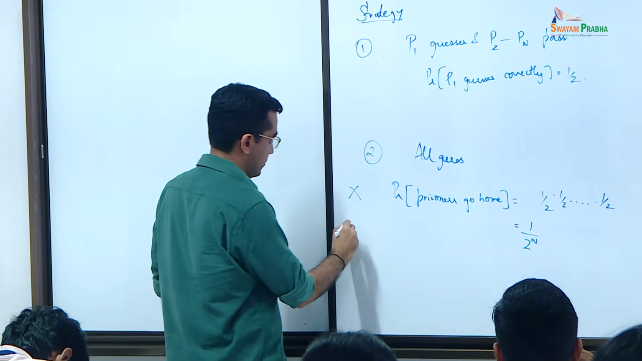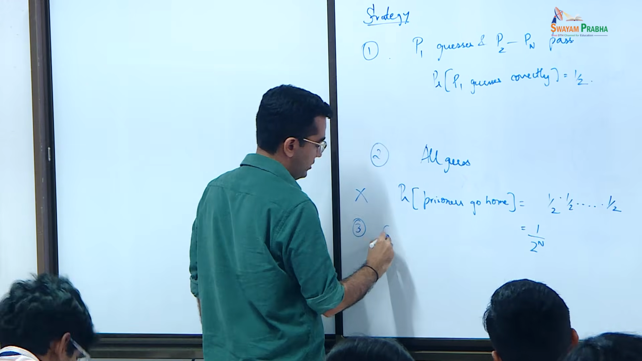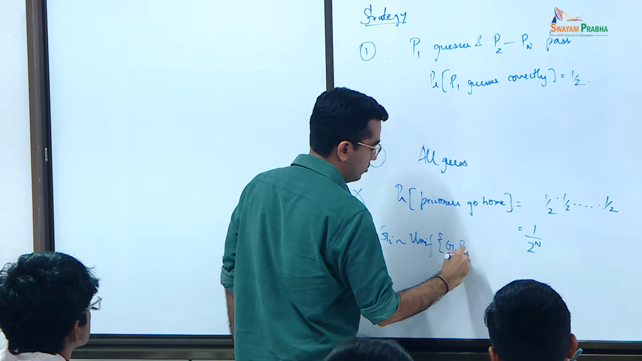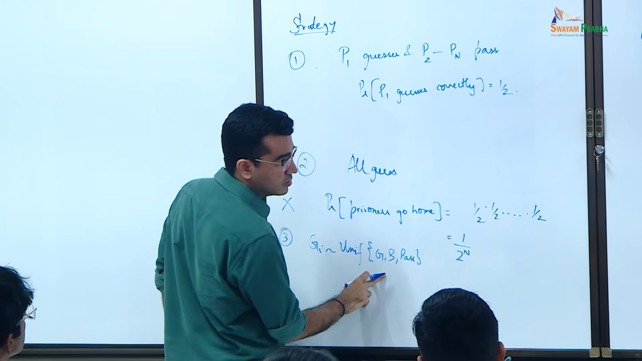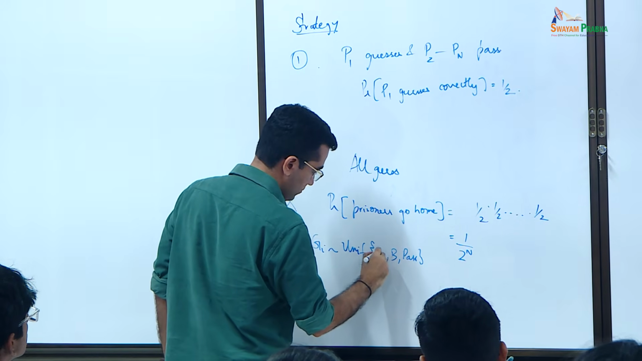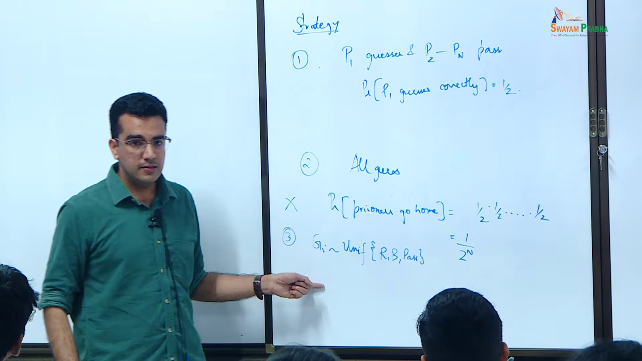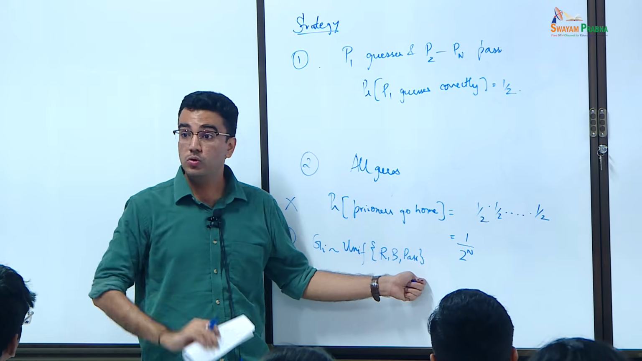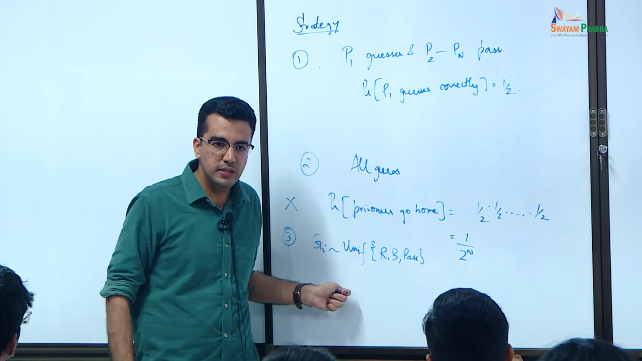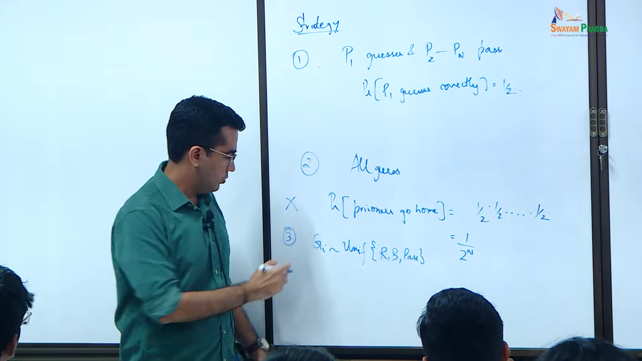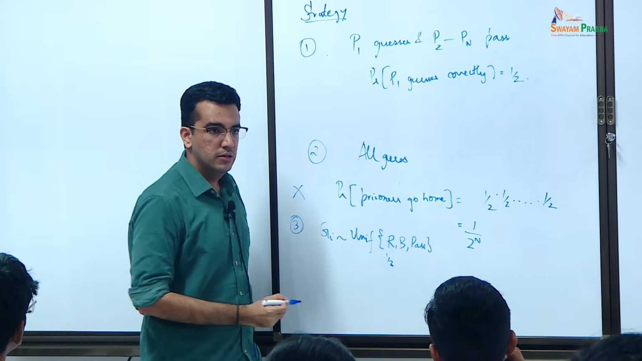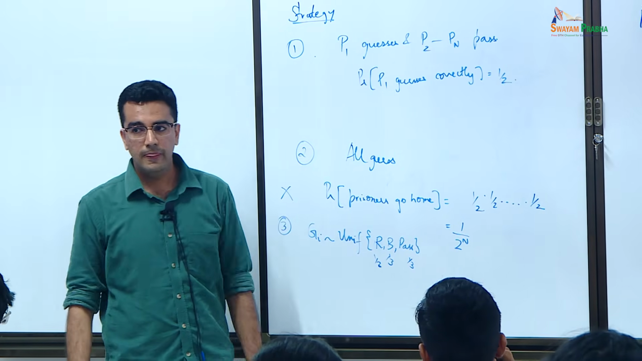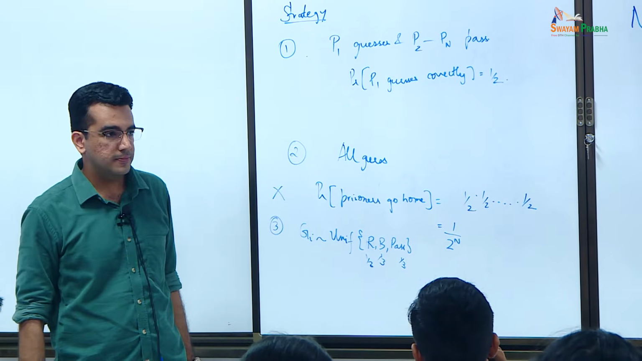What about the strategy where each guess G_i is uniform in the set {red, blue, pass}? So each G_i is going to be either red or blue or pass uniformly at random. What does uniformly at random mean? With probability 1/3, I'm going to guess red. With probability 1/3, I'm going to guess blue. With probability 1/3, I'm going to pass. How does this strategy fare?